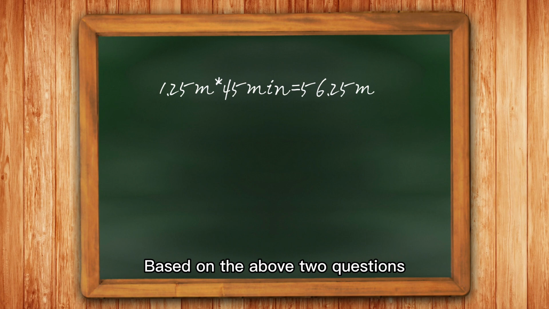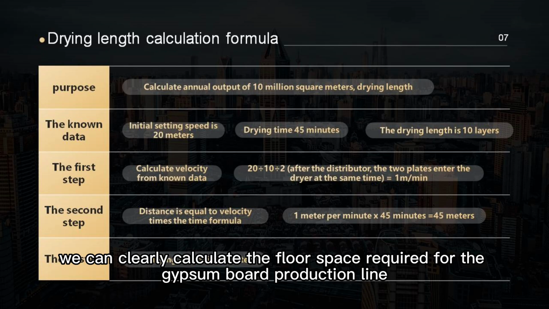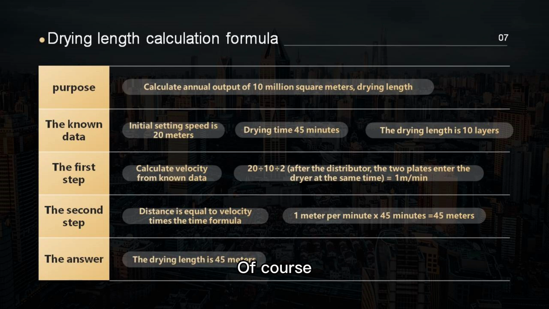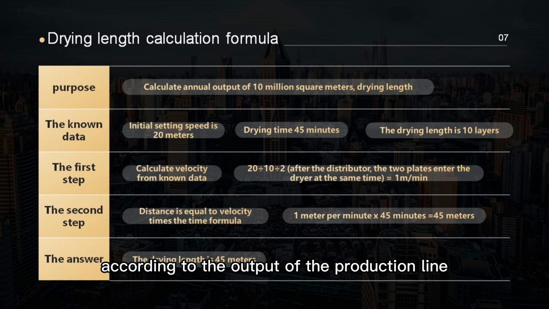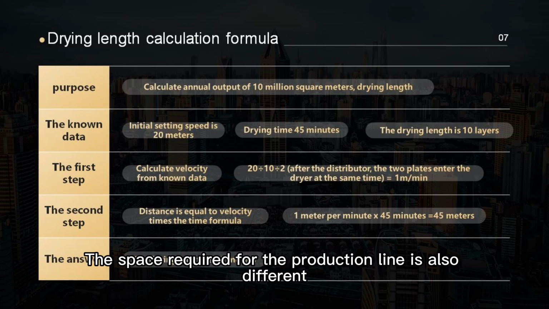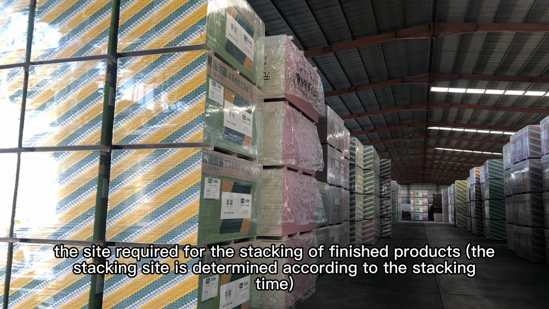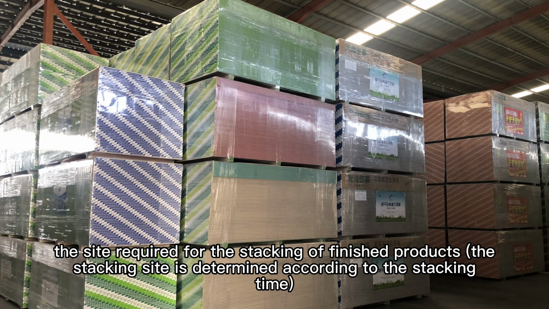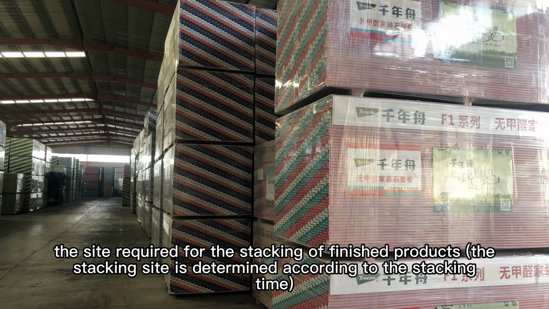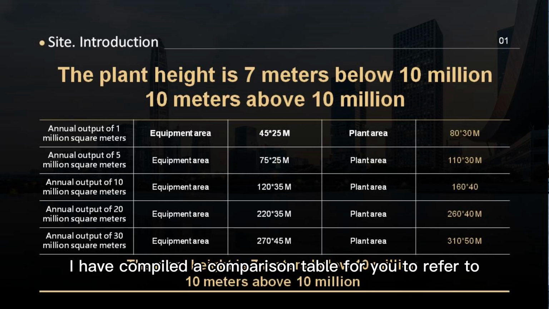Based on the above two calculations, we can clearly work out the floor space required for the gypsum board production line. Of course, according to the output of the production line, the space required is also different. Aside from the raw materials, the site is also required for the stacking of finished products. The stacking space is determined according to the stacking time. I have compiled a comparison table for you to refer to.